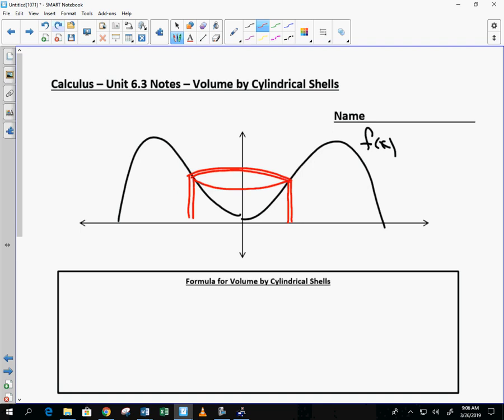But then I'll get a cylindrical shell. Now, I'm going to draw one more. Maybe I'll draw two more. And so you can start to get a picture for what this really looks like, because we're going to have a whole bunch of them.